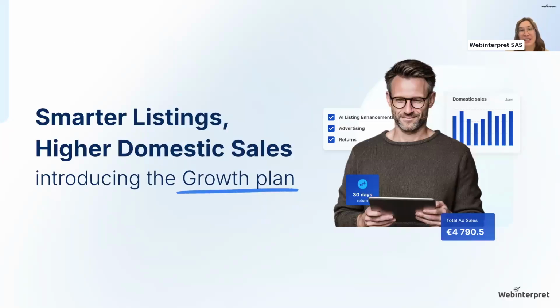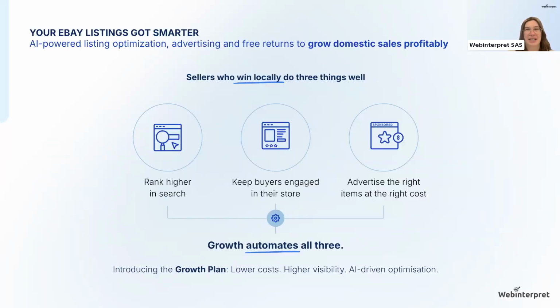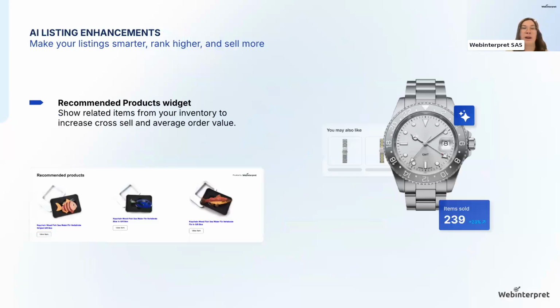And on that note, we'd like to take a couple of moments to preview our domestic accelerator solution, also known as a growth plan. Just like we talked about today, sellers need to do 3 things well. They need to rank higher in search by doing a number of different things to their listings. They need to keep the customer engaged, and they need to advertise correctly. So the growth plan automates all 3 of these across your entire inventory on your domestic eBay market. We wanted to do a quick overview of each service.